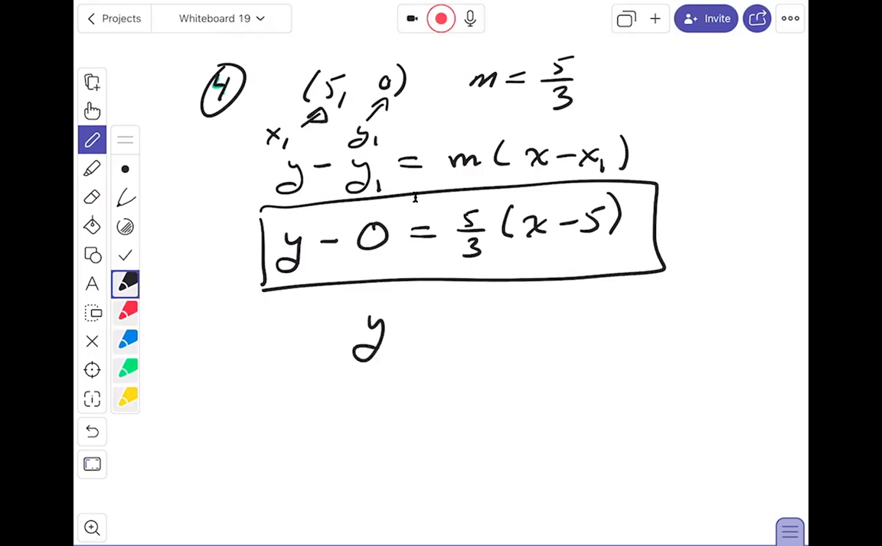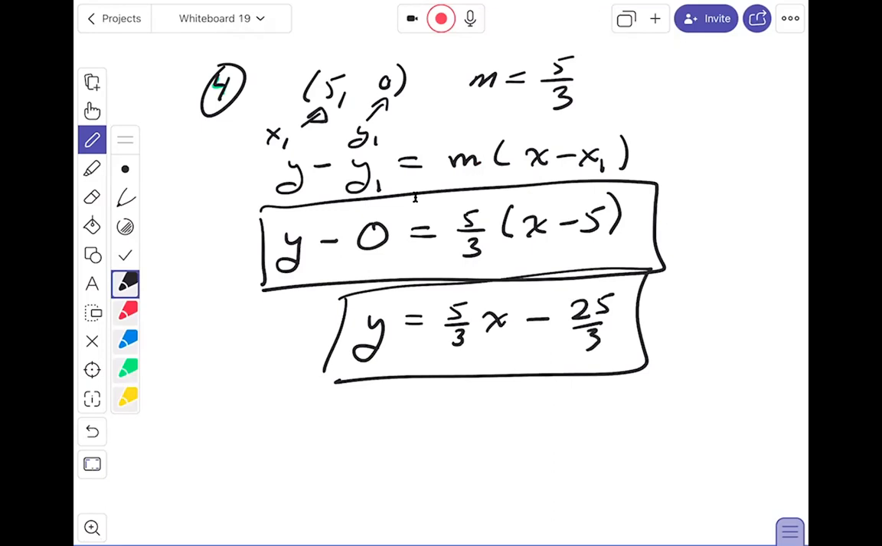All right, different answer down. I'd say different, but it's really the same answer. We're going to simplify it. 5/3 of an x minus 25/3. Okay, I'm going to multiply both sides by 3. You get 3y is equal to 5x minus 25.